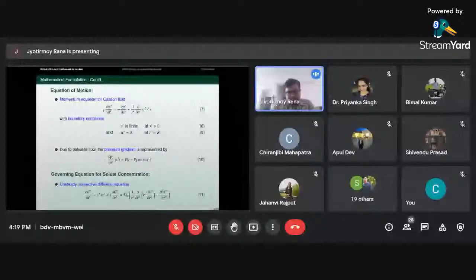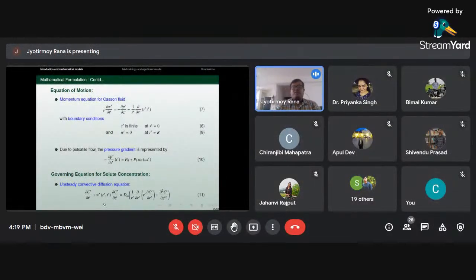But our main aim is to find the concentration of the solute. That's why we have introduced the governing equation for solute concentration, the unsteady convection diffusion equation, by this. Here the right hand side terms are due to the diffusion, and Dm is the molecular diffusivity coefficient. And the left hand side terms are due to the convection, and here this PD is the parabolic PD.